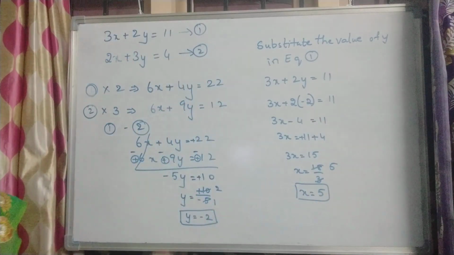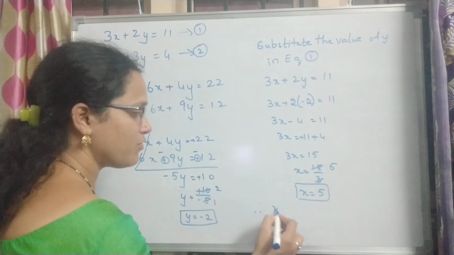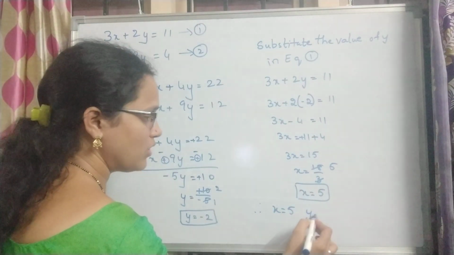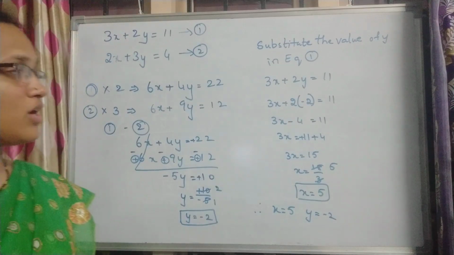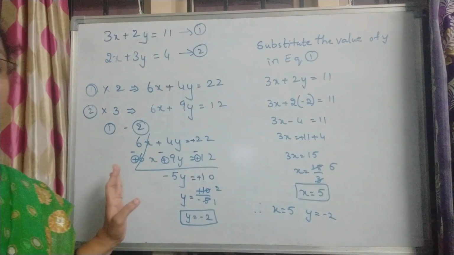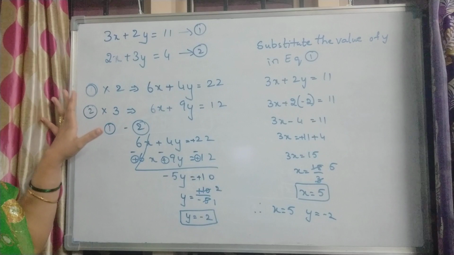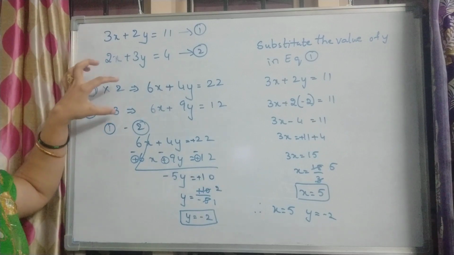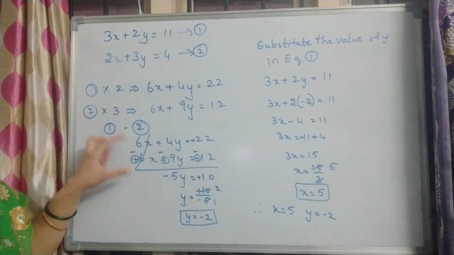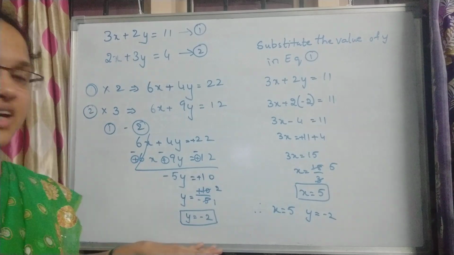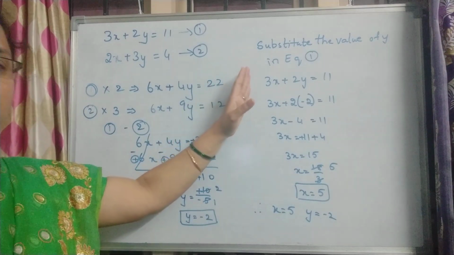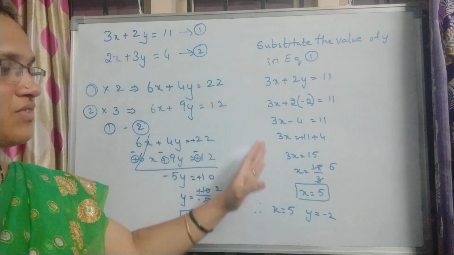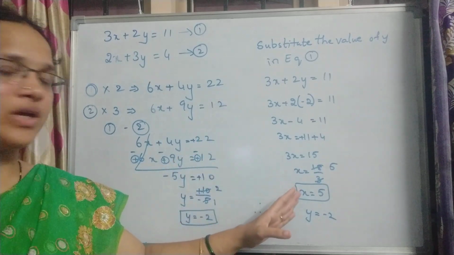This is how you find the values. Therefore, the value of x is 5 and the value of y is -2. So this is how you find the value. So I hope you understood this. This is also an elimination method with the different coefficients. So first step, make the coefficients equal. Second step, eliminate the coefficient, find the value of the other variable, substitute that variable in the equations and find the one other variable which is there.